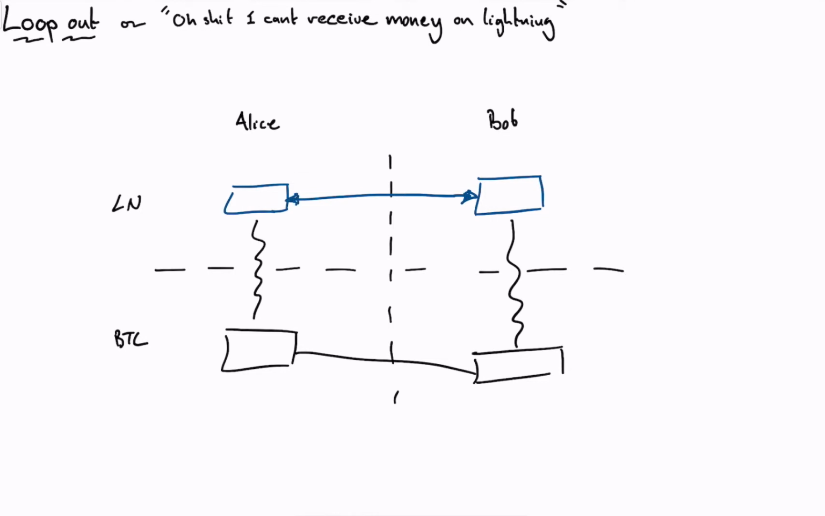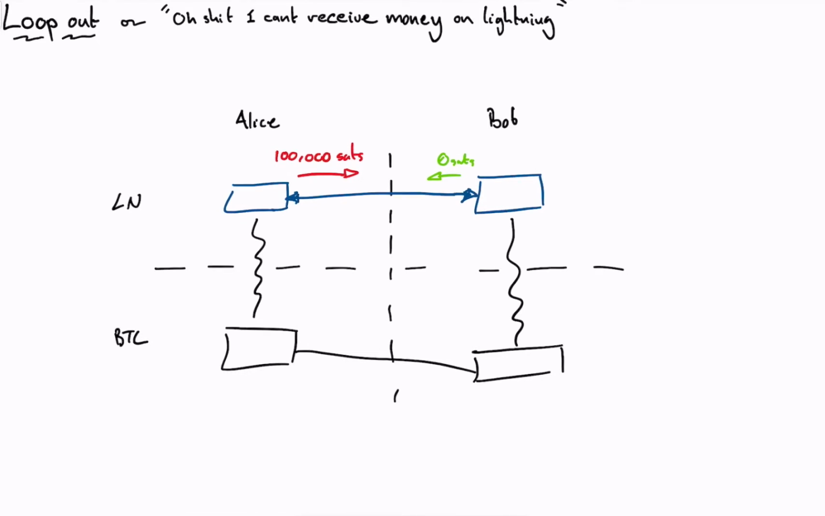Now the problem with this channel in Alice's view is that all of the capacity is currently sat at her end. So there's 100,000 sats on Alice's end, and there's 0 incoming sats at Bob's end. We're going to guess that they say an average fee approximately 100 sats for use of the main chain.